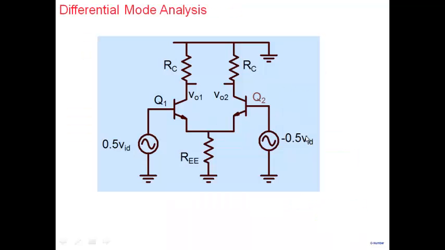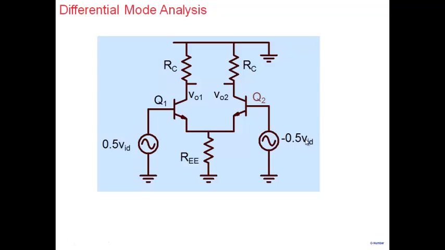So let's do a differential mode analysis then. We take our differential pair and we apply plus 0.5 VID, minus 0.5 VID here. And we want to analyze what is V01 and what is V02, maybe what is the input resistance. And output resistance is straightforward. When I look from here, it is only RC. So that's straightforward here. So let's do this analysis here.